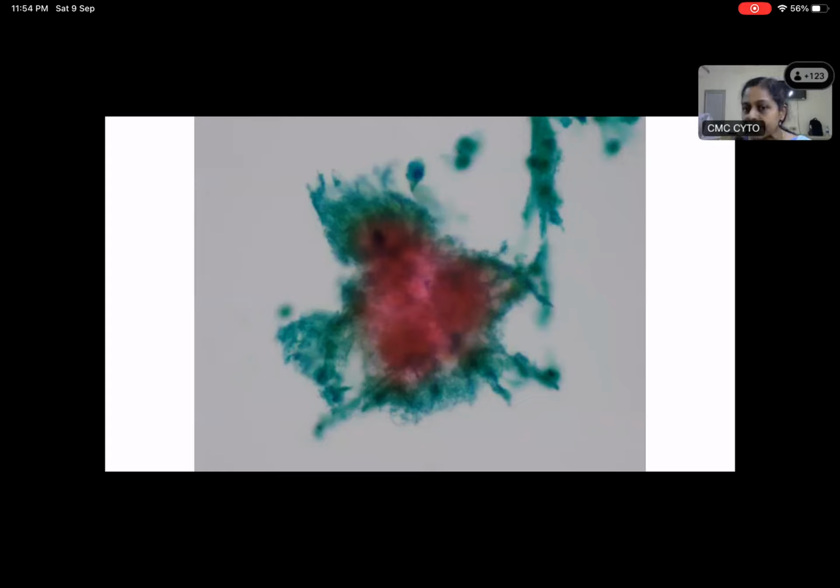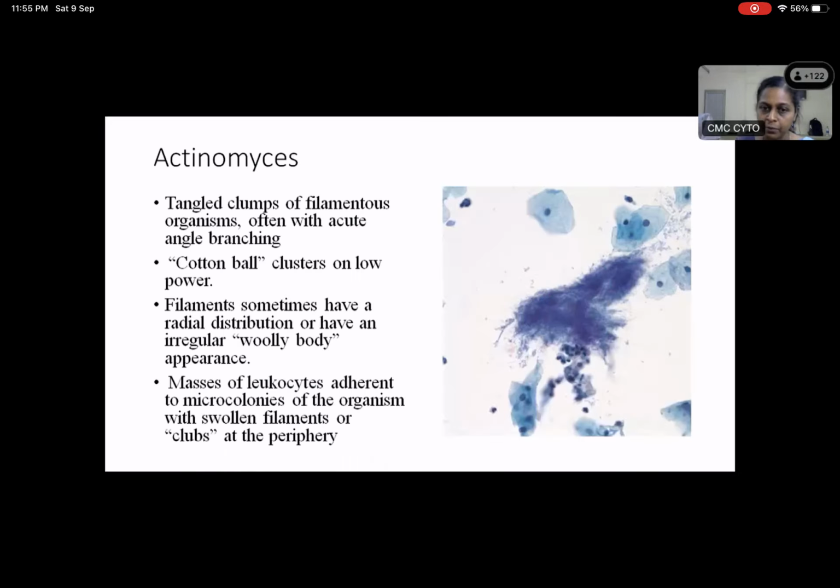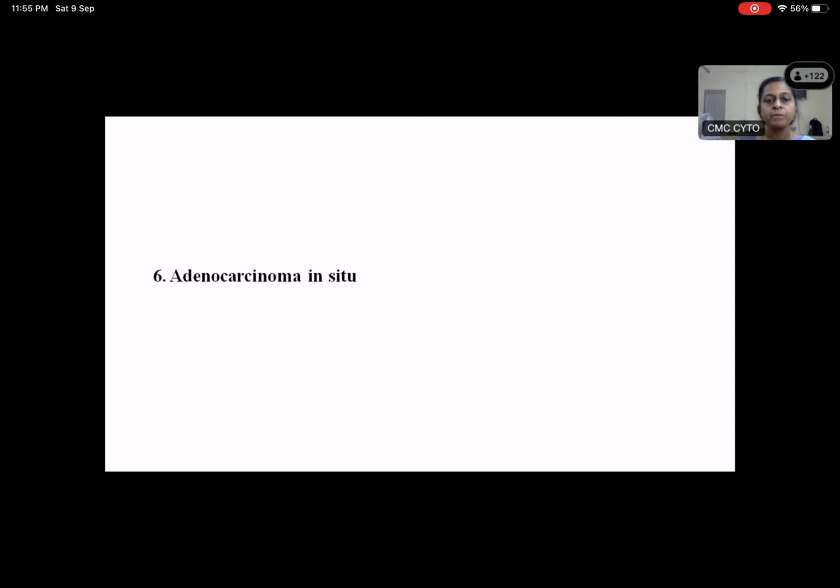Not necessarily, unless it progresses to PID, pelvic inflammatory disease. So actinomyces can be seen, especially in patients with IUCD, and it's not alarming. Nothing needs to be really done about it. Next one was adenocarcinoma in situ. Again, it was discussed during the session, so I'm not going into that.